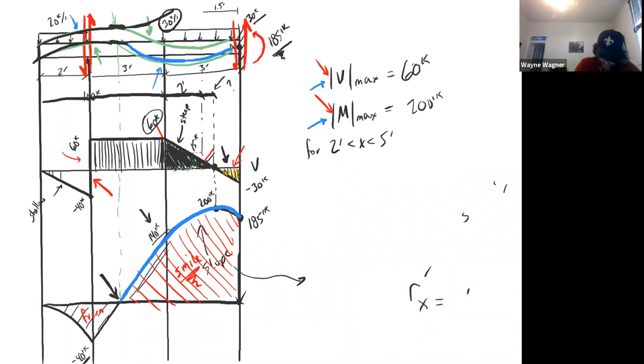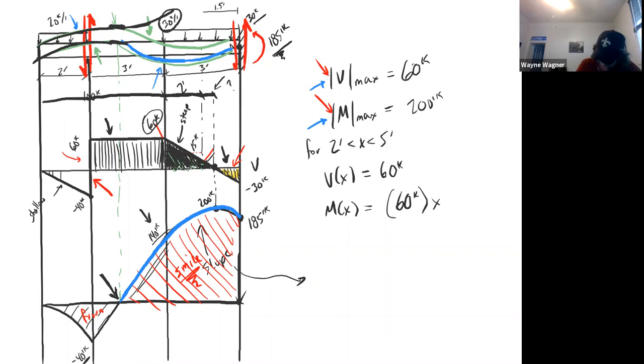And we would just need the equation for the moment there. And so we would start with, well, what's the equation here? Well, V of X for that entire section is just 60 kips. All right, that's pretty straightforward. It's not even a function of X. So let's go ahead and do the moment of X. And it's kind of nice, like the more of these you do, the more you're like, oh, I see, we're just doing the same thing over and over again. The moment of X, we're going to integrate that, 60 kips times X plus some constant.